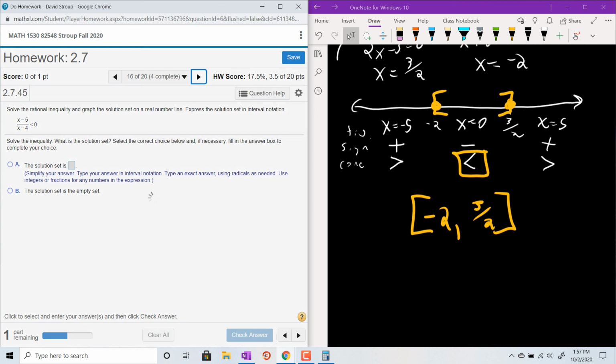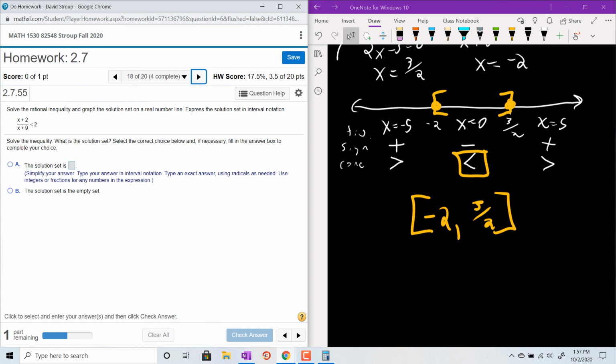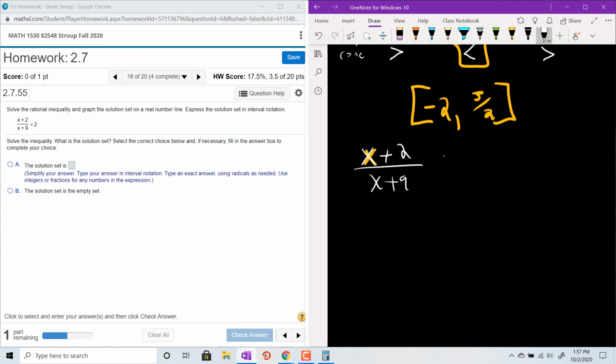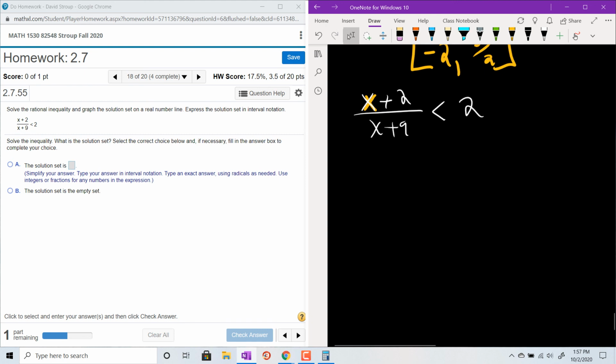Okay, so these are kind of the generic ones. Let's look at one of the harder ones, like this guy. Okay, so x, let me get back to white pen. I have x plus 2 all over x plus 9 less than 2. Okay, so first thing I want to do is get everything on one side, right? You got to set it equal to 0.